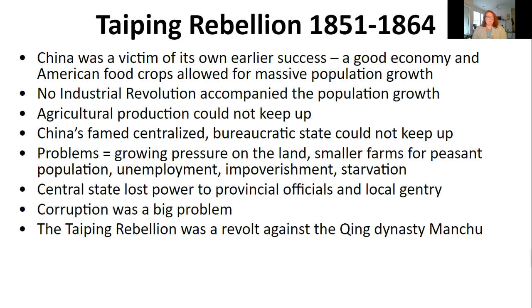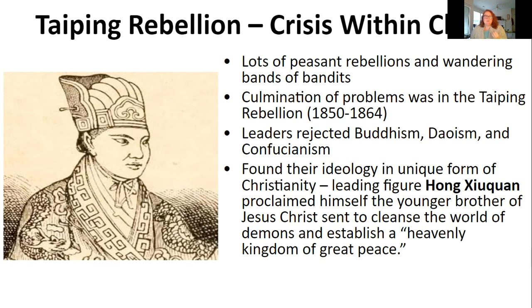So this led to the Taiping Rebellion, which was a revolt against the Qing dynasty, which were the Manchus. Remember that the Qing dynasty was the Manchurians, the ones that decided to stay and assimilate into China. So they weren't even real Chinese, and they obviously had some struggles with governing over China. The result was a lot of peasants were ticked off and decided to rebel. And there were also wandering bands of bandits that didn't help matters either.